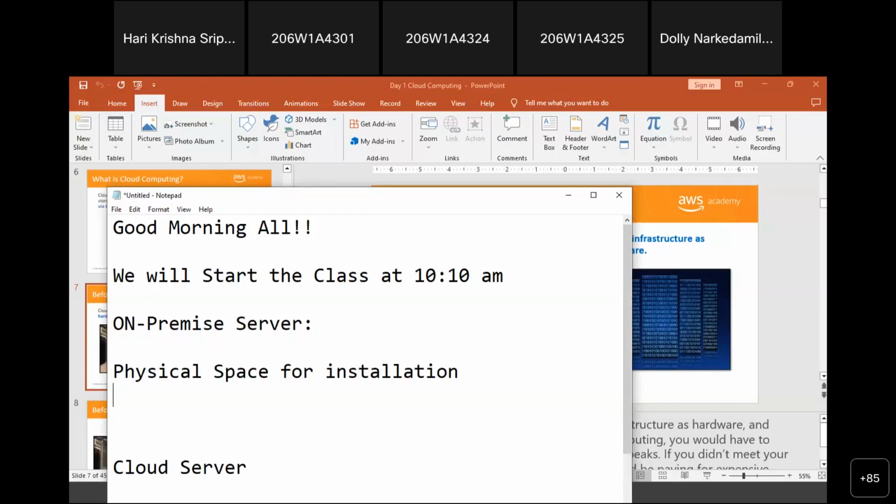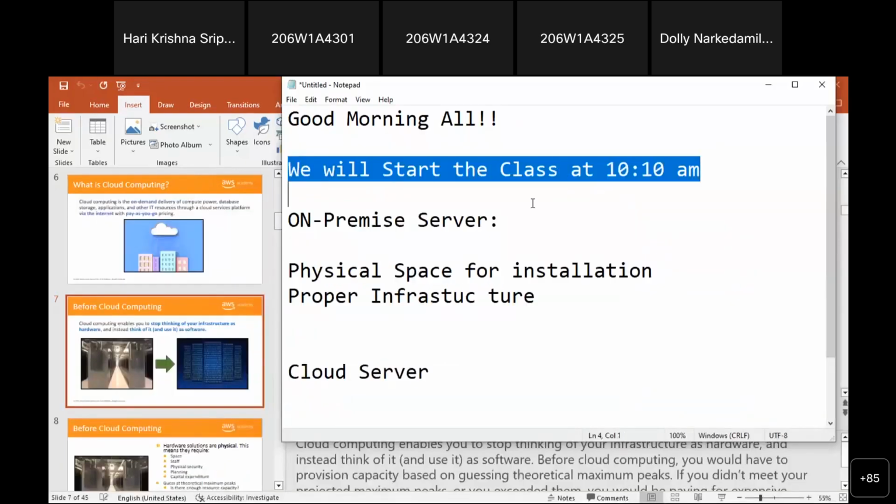Then you need to have proper infrastructure for handling the server. I think this is creating some mess today. I don't know why.